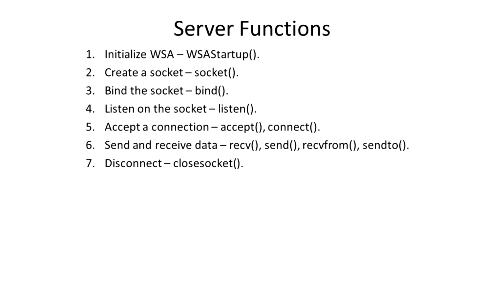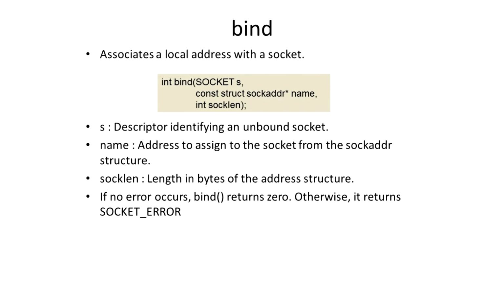So first step, just to recap, was loading the DLL through WSA startup. Second step was creating the socket through the socket function. And now the third step, we want to bind the IP address and the port number to the socket. And to do this, we can make use of the bind function, which takes 3 parameters. The first is the variable of the socket type. So this is what we just created using the socket function in step 2. So we can pass that unbound socket to the bind function as the first parameter.